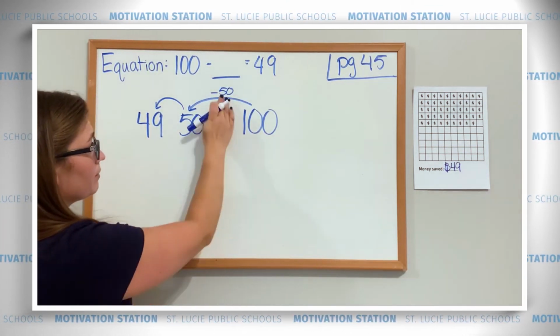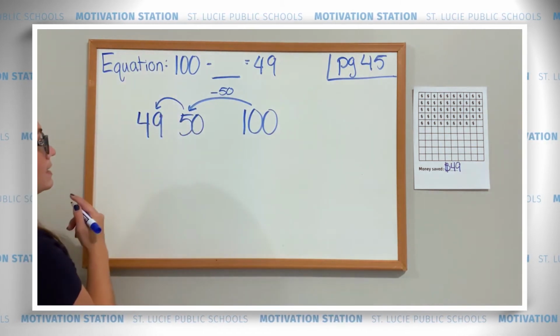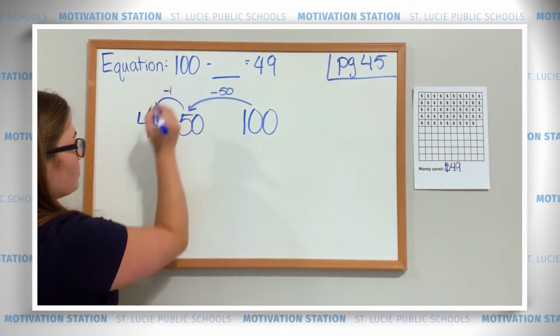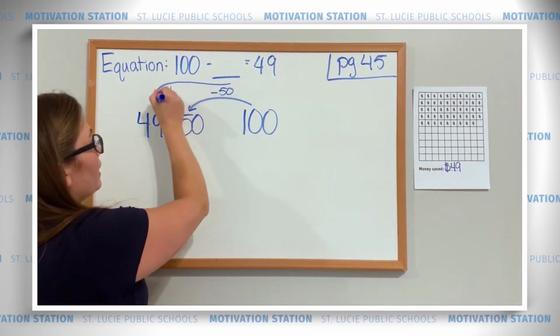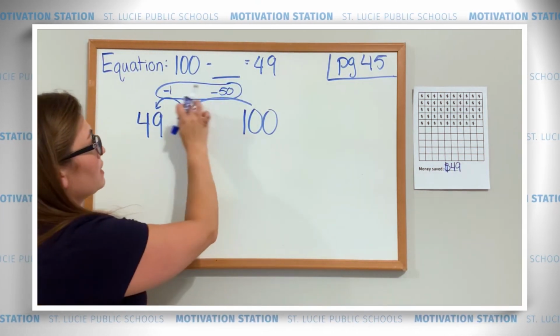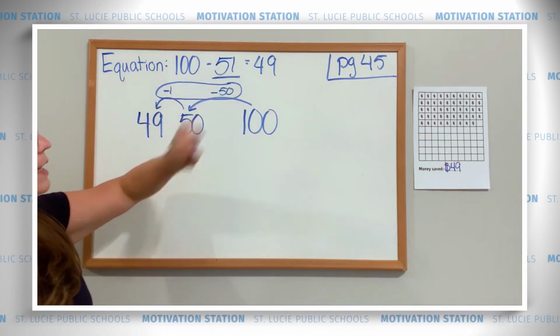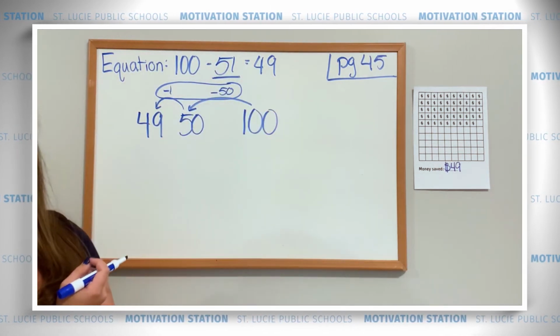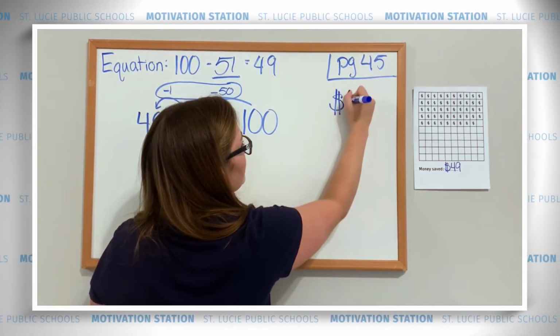100 minus 50 is 50. Then 50 minus what is 49? Well, that's minus 1. Then I need to add up my two parts here that I did my jumps with. 50 and 1 makes 51. So 100 minus 51 is 49. How much money do we still need? We still need $51.